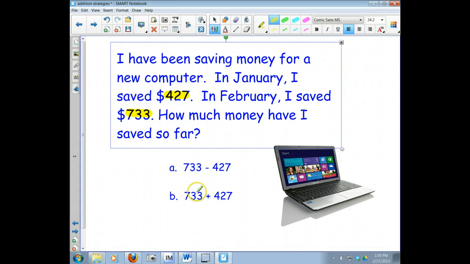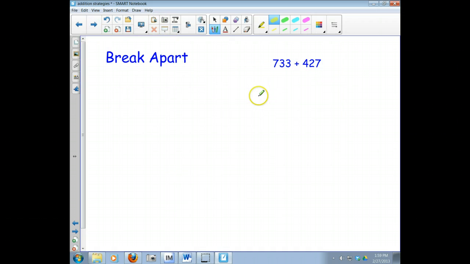So what do you think? Are we going to be doing 733 minus 427, or are we going to be doing 733 plus 427? If you said that we're going to be subtracting, sorry, it's addition, because we want to find out all of the money all together. So it's going to be 733 plus 427. So let's look at some strategies that we can use to solve this problem. The first one we're going to talk about is the break apart strategy.